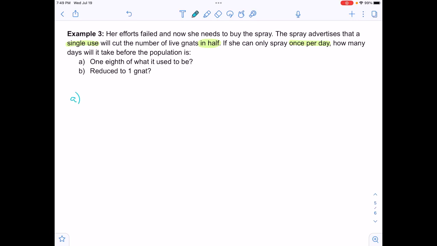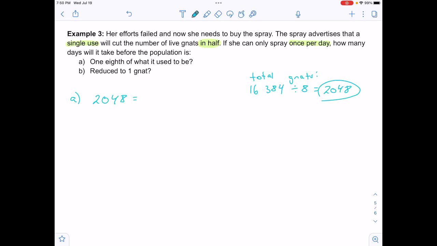Our formula again, for the total gnats, was 16,384. But I only want 1/8 of that. So I need to figure out when the population, I'm going to do 16,384 divided by 8, which is 2,048. So I need to know when there's this many gnats. Okay? How many days is it going to take? So that's my answer. I'm trying to figure out when I get to 2,048.